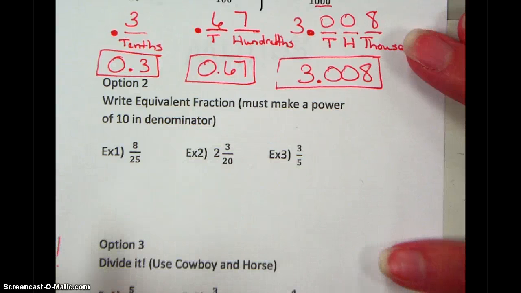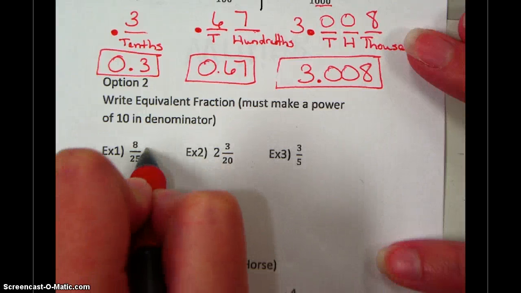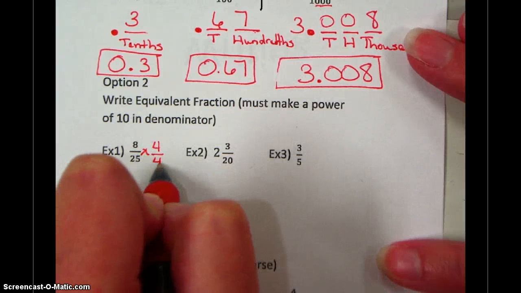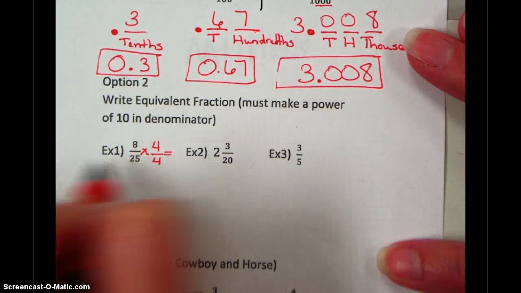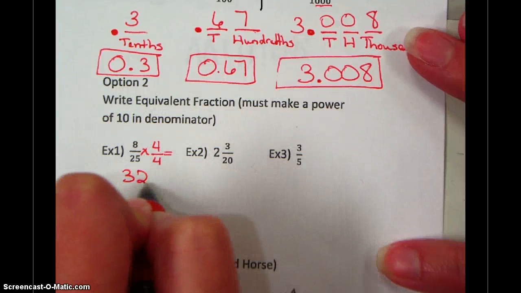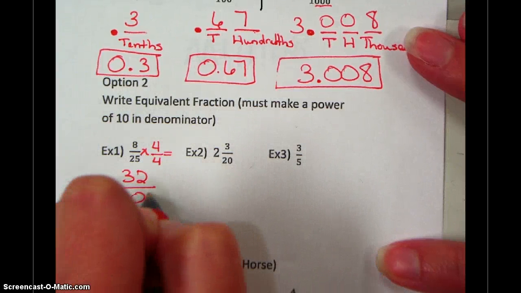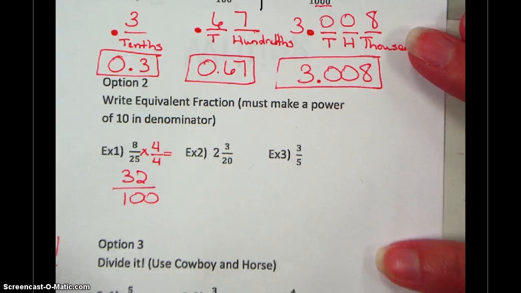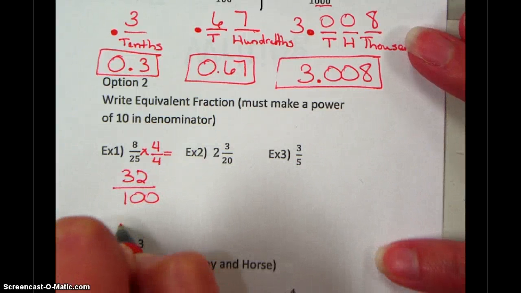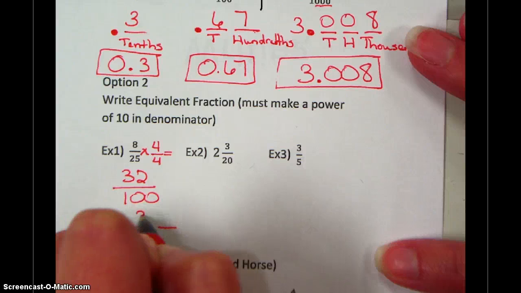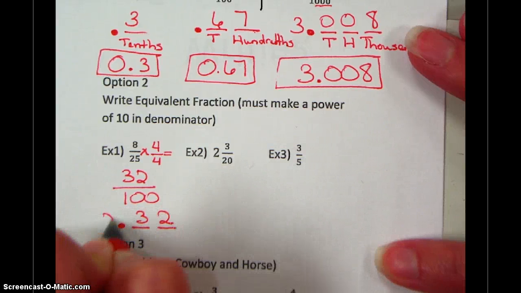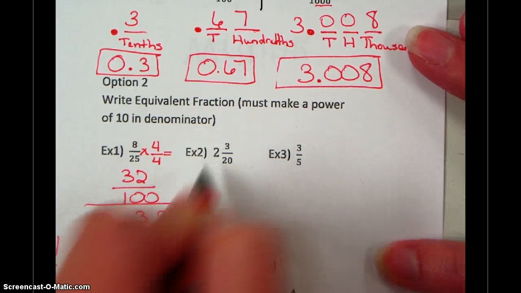Take a look at example 1, 25. I know that 25 times 4 is 100, so 8 times 4 is 32. And 25 times 4 is 100. 32 hundredths, meaning that I need to put 32 in the hundredths spot. Tenths, hundredths. Done. Moving on, example number 2.